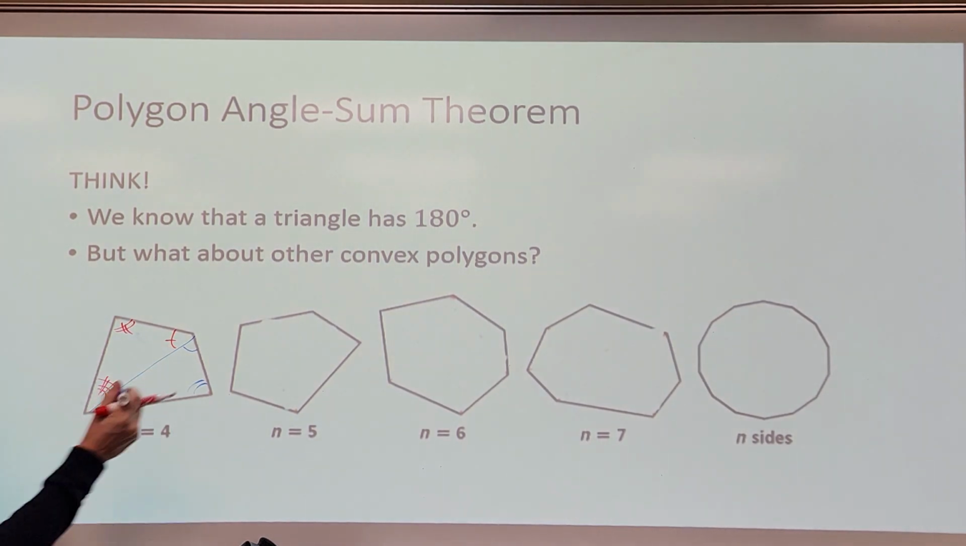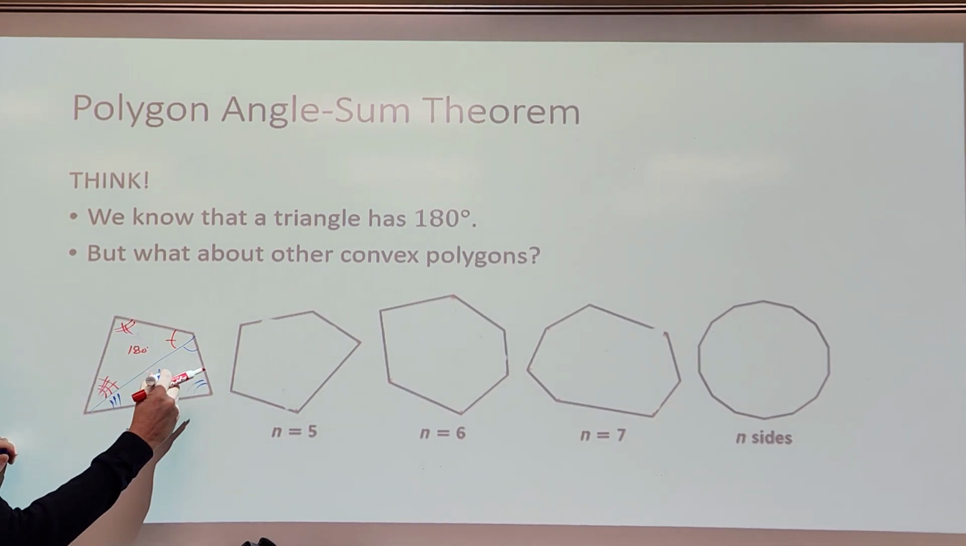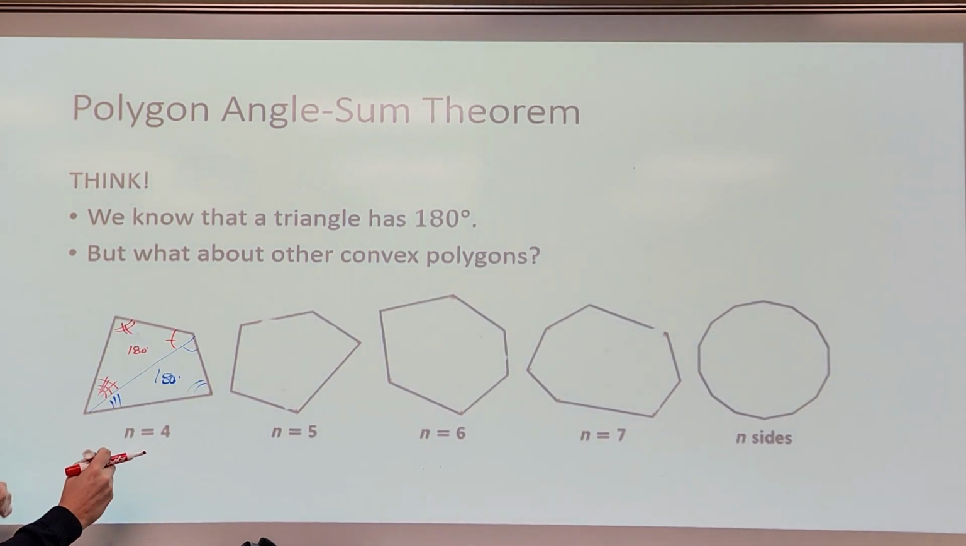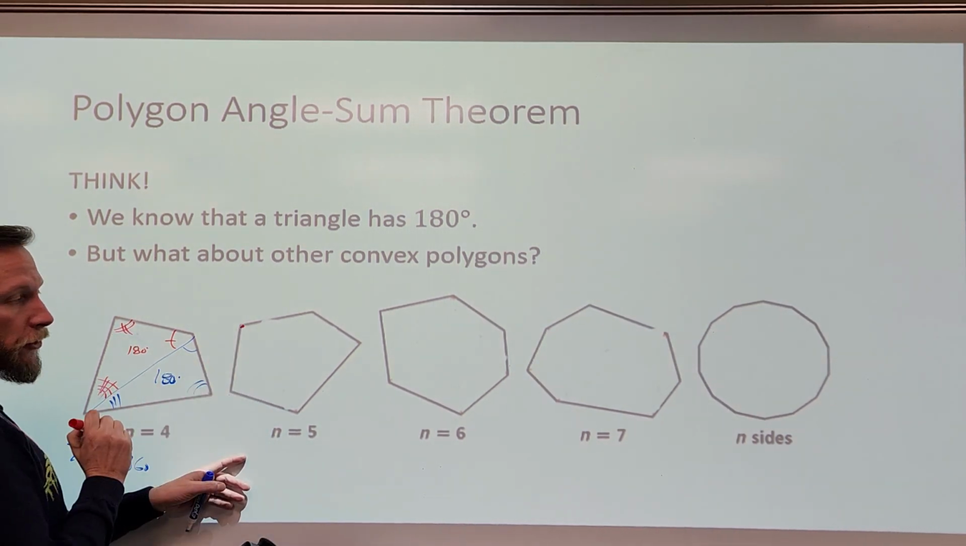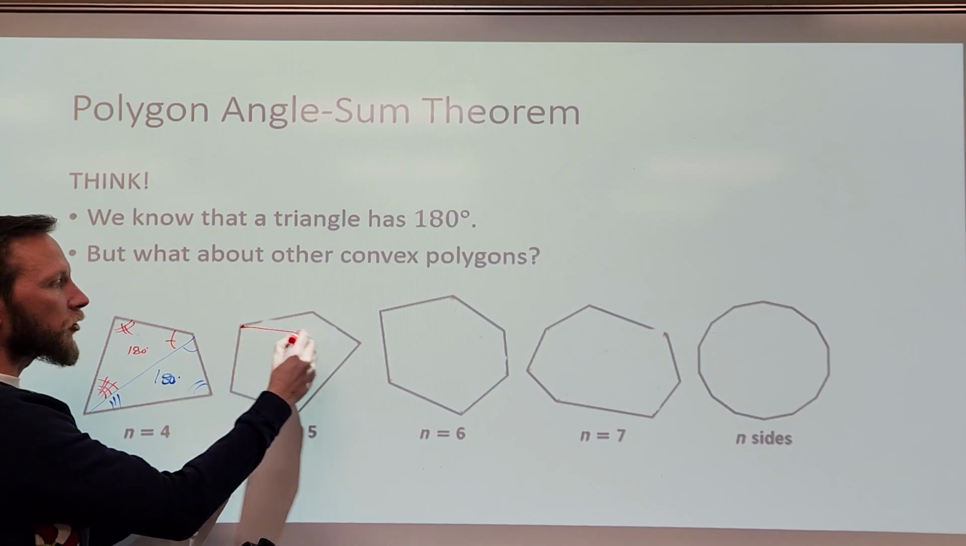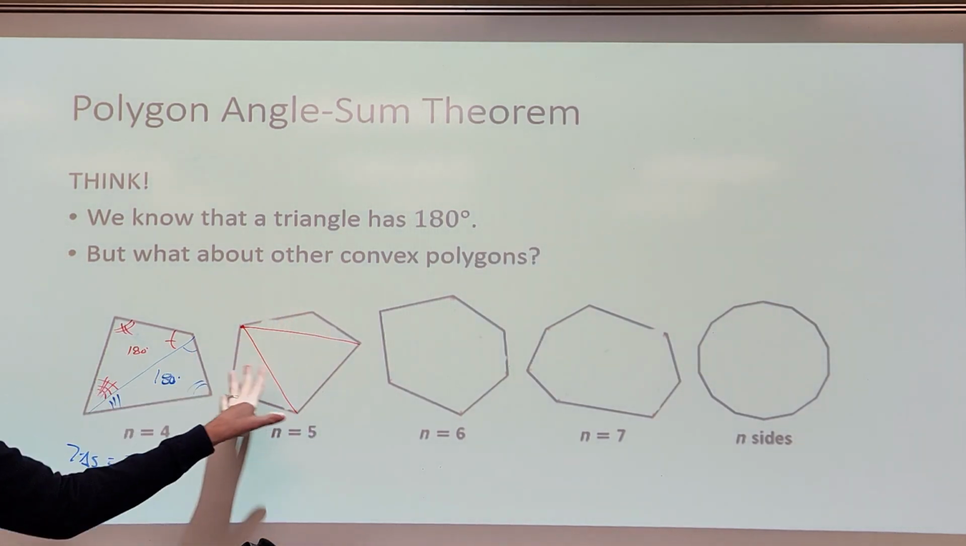But this triangle has 180 degrees, and this triangle has 180 degrees. And so if I add those two together, I get a total of 360 degrees because there's two triangles, 2 times 180. With a pentagon, the same thing would be true. If I pick one vertex, it doesn't matter which one, and draw in the diagonals from just that vertex, these triangles don't overlap.